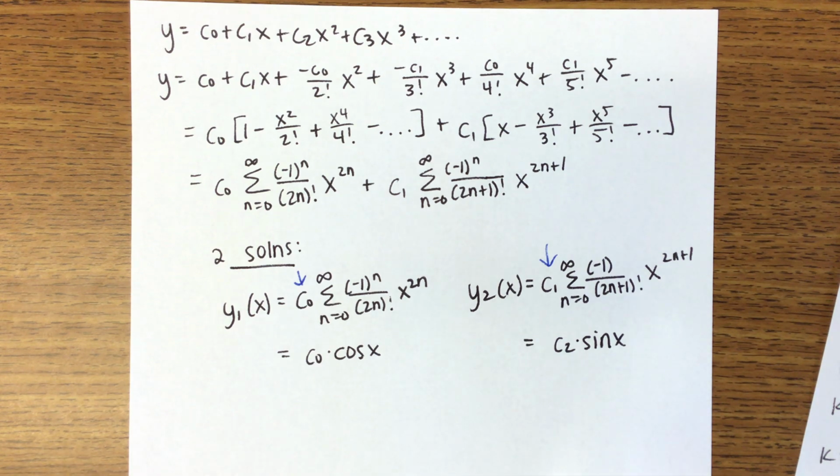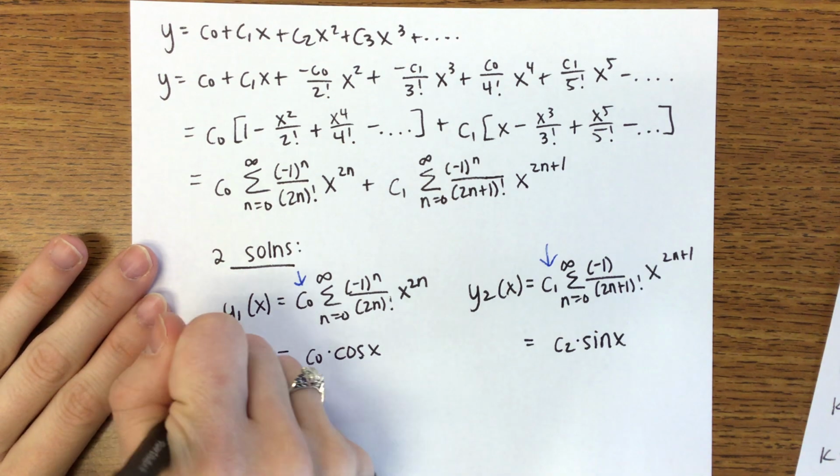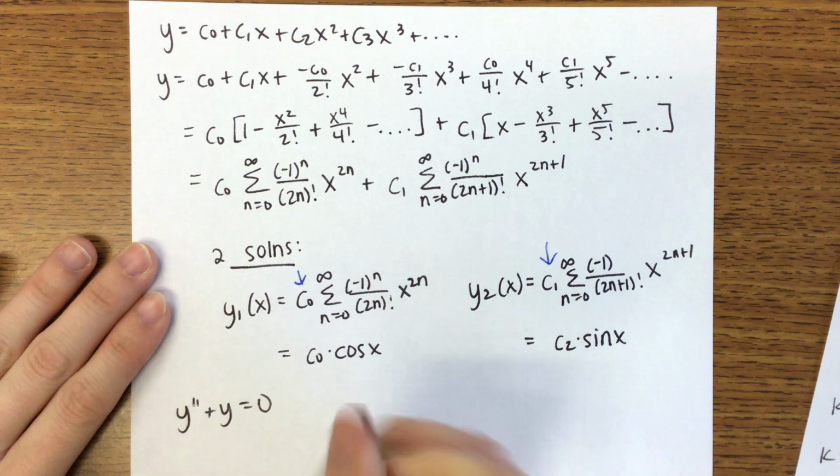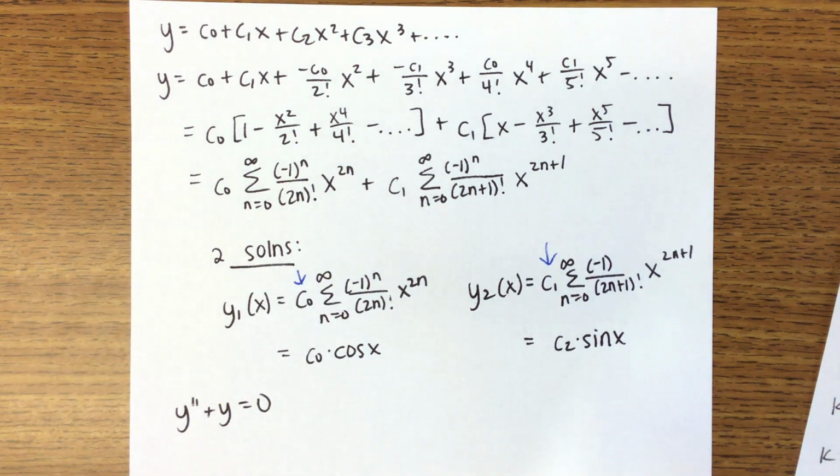Now a few questions. First question, why did we get two solutions? Whereas in example 5, we only got one. Well, look at your differential equation. Second order, you're going to have two solutions. Example 5 was first order, you're going to have only one.